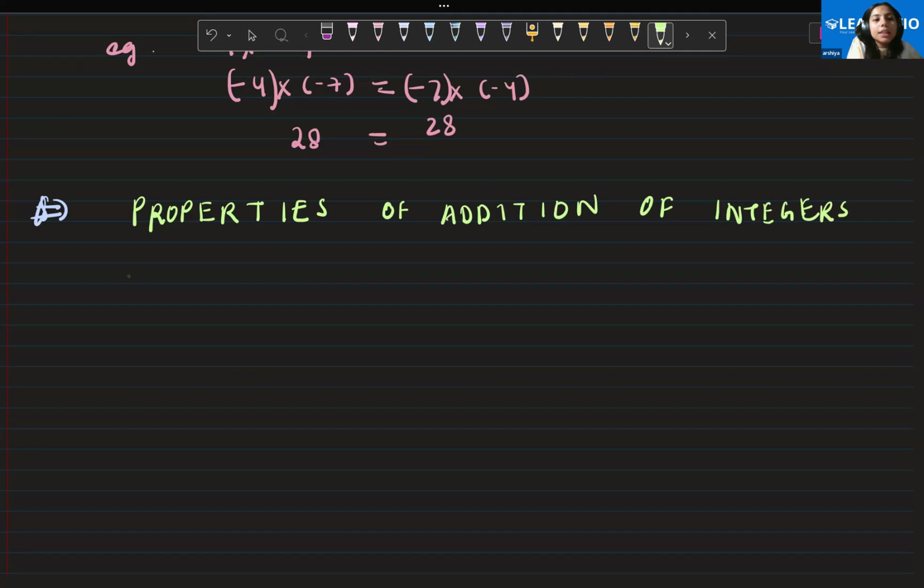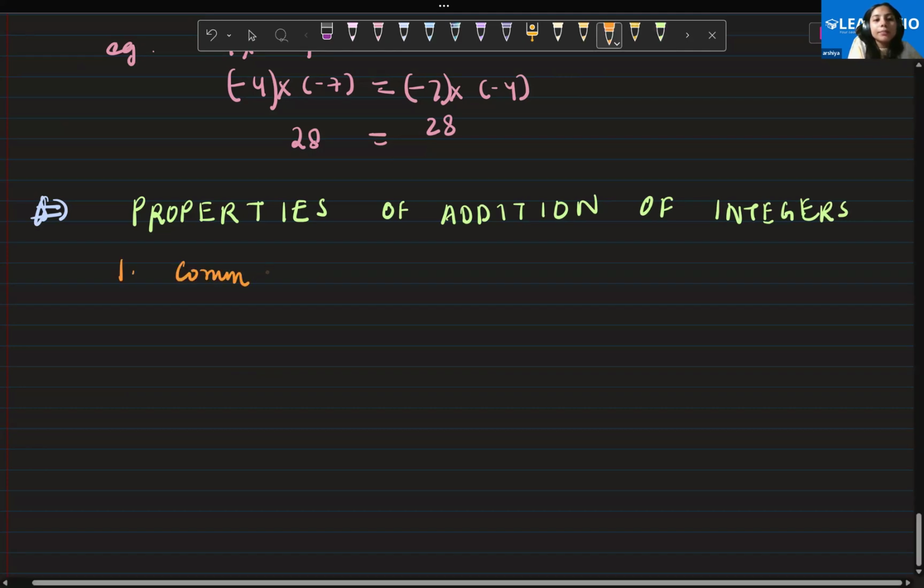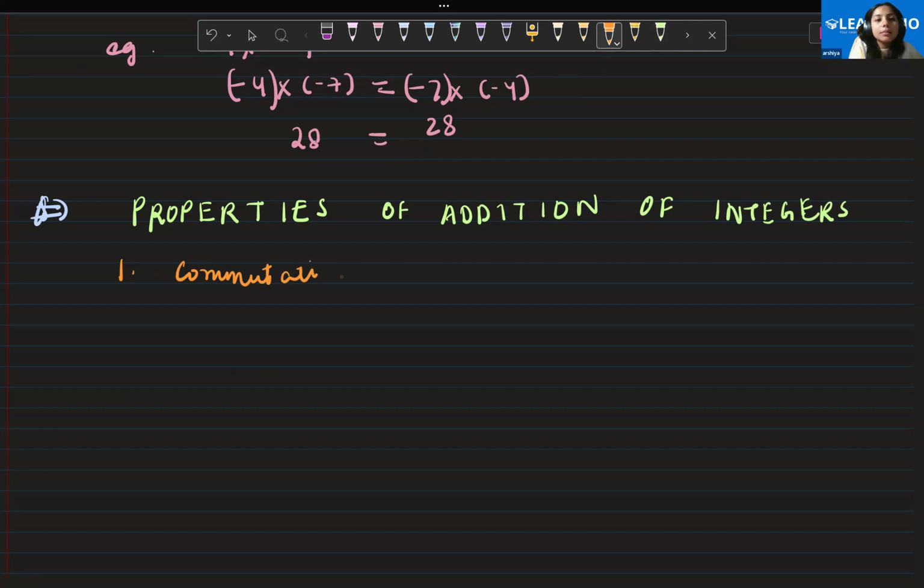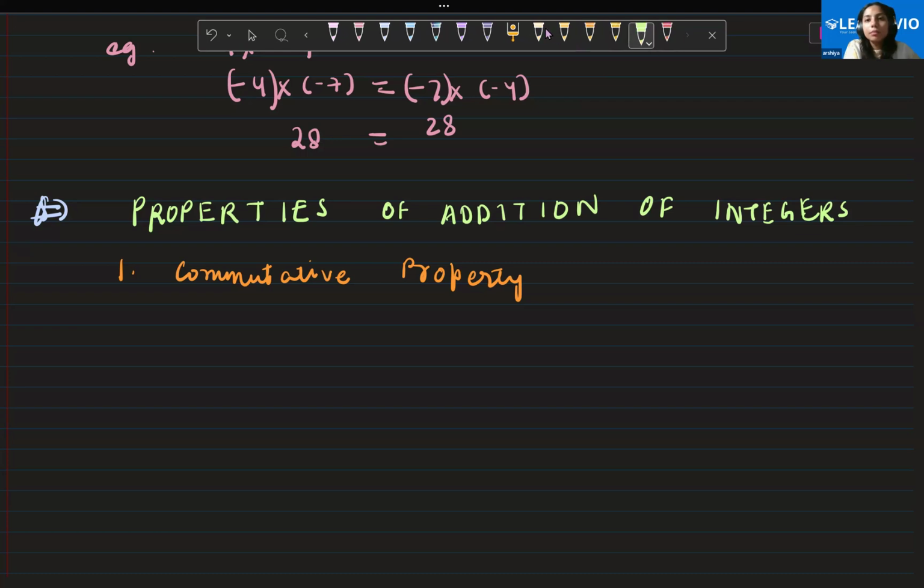So it was the first property. Let's take the commutative property only. What does the commutative property say, Saad? Ma'am, the commutative property would be like, minus 1 plus 5 is equal to 4. I know how to give the example, but I can't explain it. I know the example.